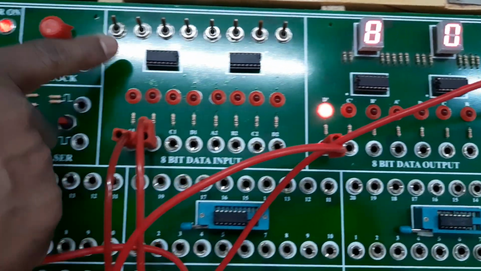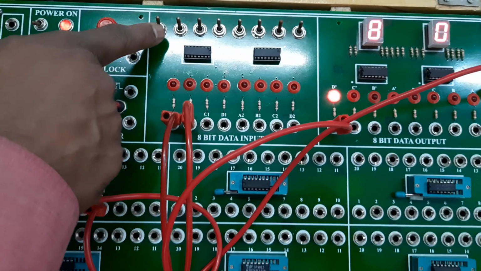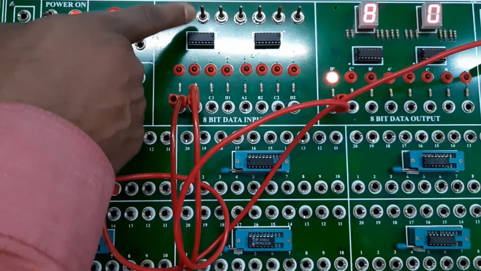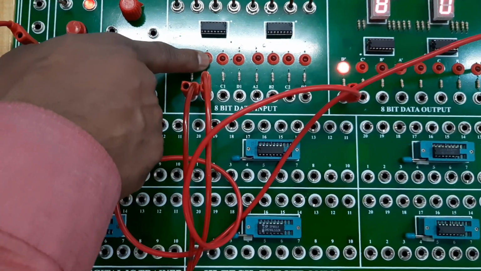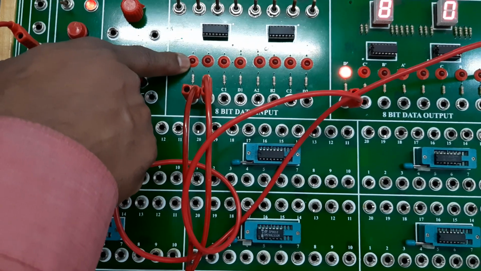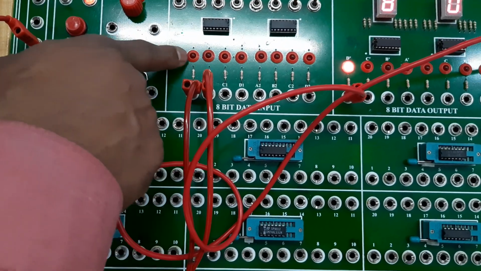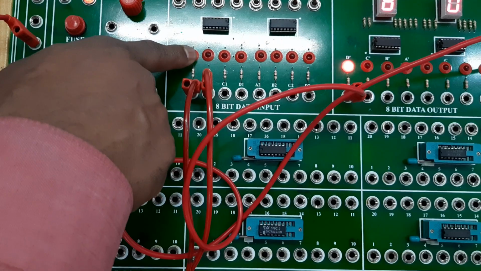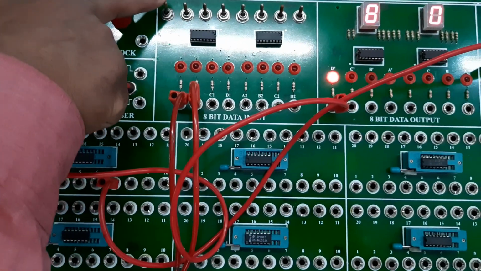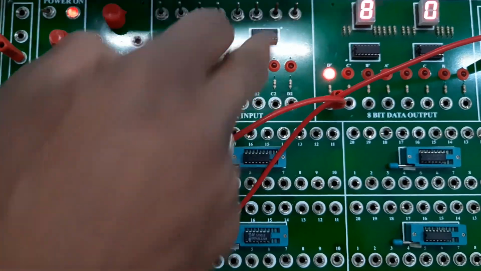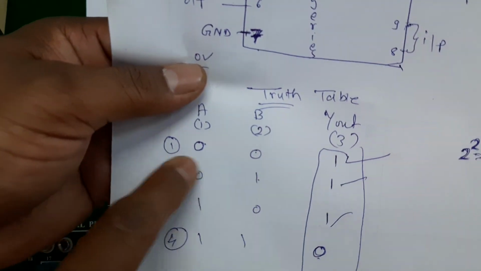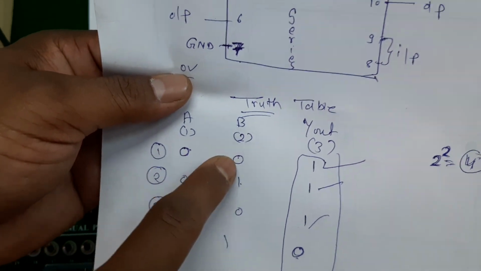So this is the 0 condition. Why am I saying 0 condition? When I move this switch to the left side, the LED is not glowing. When the LED is not glowing, this indicates that the logic level at this pin will be 0. Now both inputs are 0 and output is 1. So this is our first row verified: when both inputs are 0, output is 1.